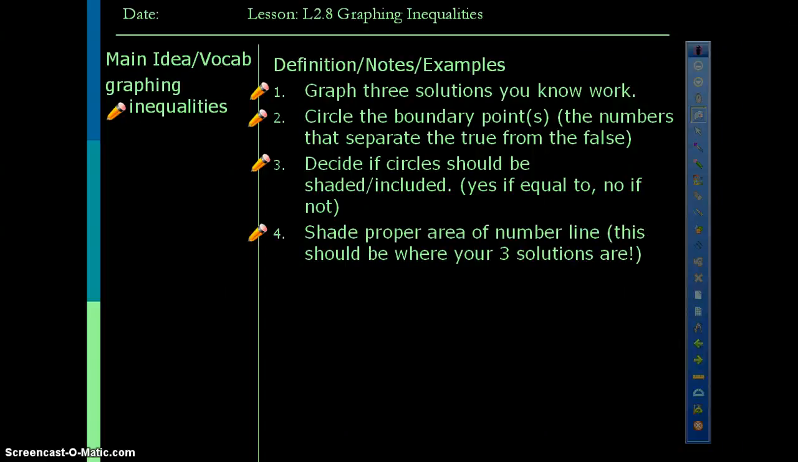Step 4, shade the proper area of the number line. This should be where your 3 solutions are. In step 5, we always want to label the number line so we know what we are using the number line to describe.